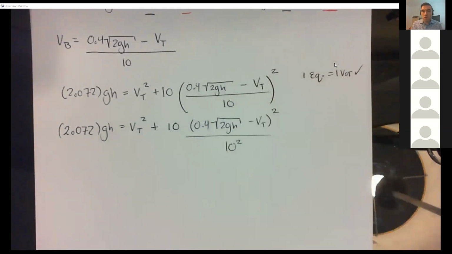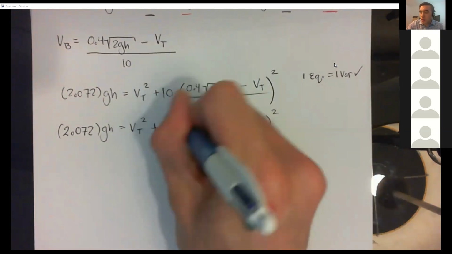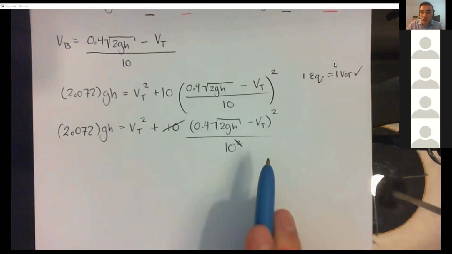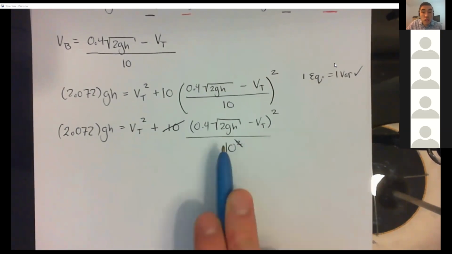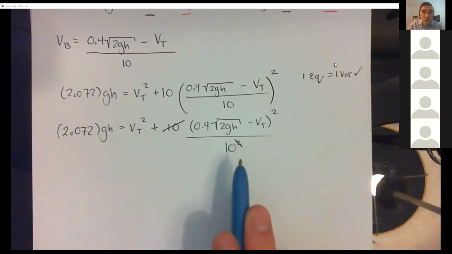Why would I square the numerator and the denominator independently in this case? Something cancels. Trying to simplify with the 10. Yeah, it simplifies with the 10. So this 10 cancels out with one of the 10s in the denominator, because 10 squared is 10 times 10. And now there's only one single 10 down here.